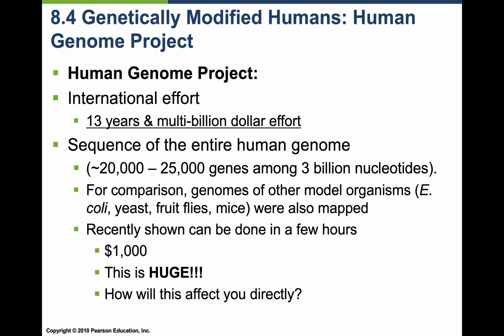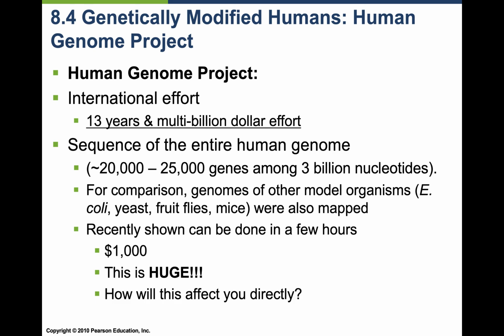There's also the Human Genome Project. So this was an international effort. It took over 13 years, a multi-billion-dollar effort. They sequenced the entire human genome, which is about 20 to 25,000 genes, among 3 billion nucleotides, so among 3 billion A's, C's, T's, and G's.